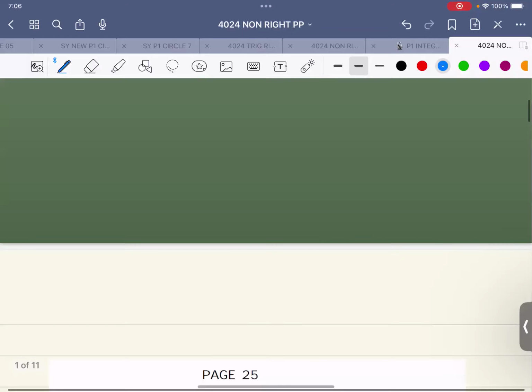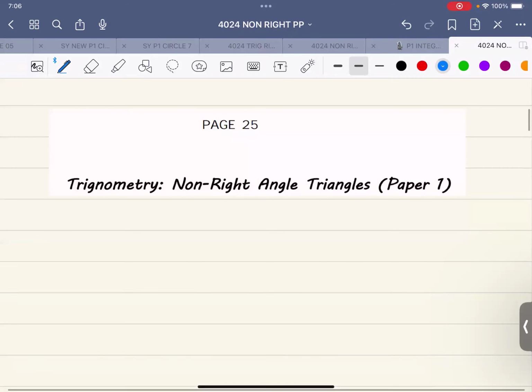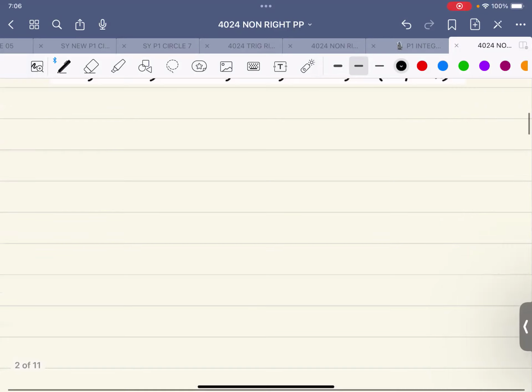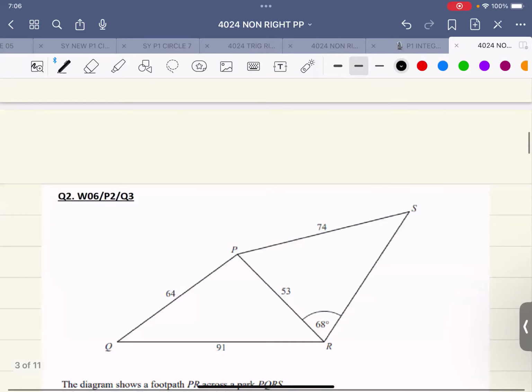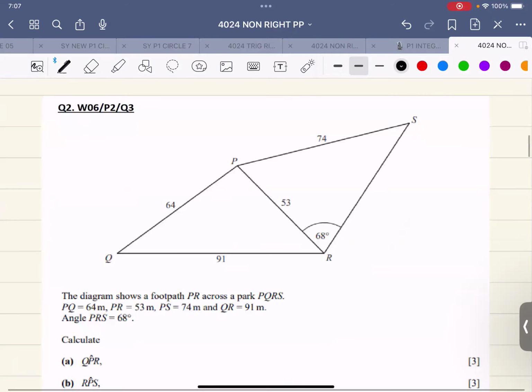So let's get started. The exercise is on page 25, and by mistake, it's written that it is a paper 1 question. In reality, it's a paper 2 question on page 25. That's the whole exercise. Now let's look at the first question.